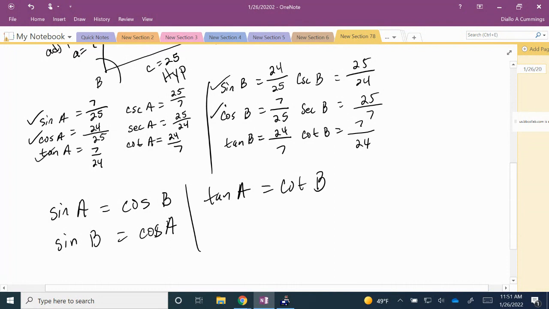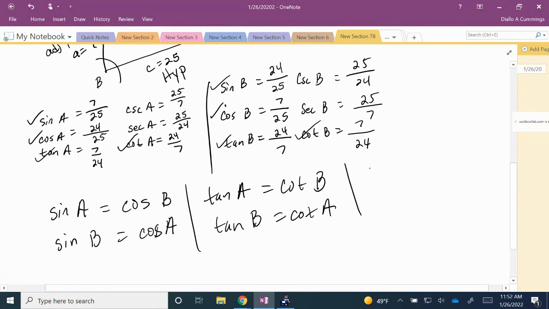Right? So the tangent of A is 7 over 24. The cotangent of B is also 7 over 24. Keep in mind, this also works in reverse. The tangent of B is equal to the cotangent of A. So the tangent of B is 24 over 7. The cotangent of A is also 24 over 7.